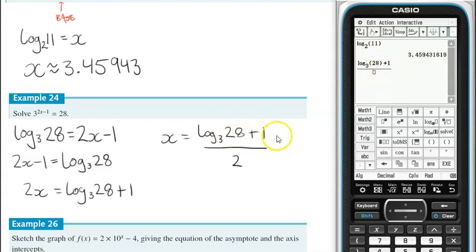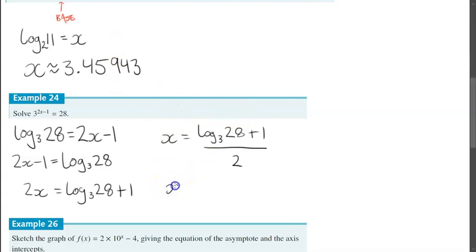Because that plus 1 is not attached to that log, because it's a separate term, we put that on the outside of the bracket. So just be careful that you don't put 28 plus 1 within there, because then we'll find the log base 3 of 29, which is not the case. This has all been divided by 2. Go ahead and execute that. And we'll do this to 3 decimal places. So our corresponding x value is approximately 2.017. That's to 3 decimal places. By default, just do 2 to 3 decimal places unless the question specifies otherwise.